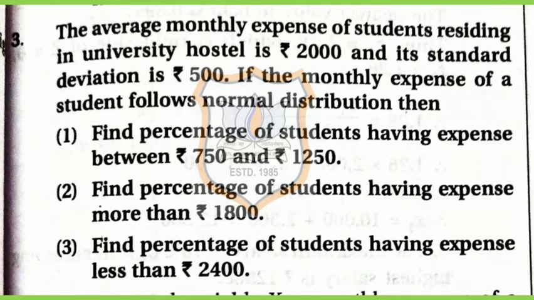Let's solve another question, that is question number 3 of section E. The average monthly expense of students residing in university hostel is 2000 rupees and its standard deviation is 500 rupees. If the monthly expense of a student follows normal distribution, then first find the percentage of students having expense between rupees 750 and 1250. Second, find the percentage of students having expense more than 1800, and third, find the percentage of students having expense less than 2400. Now let's solve it.